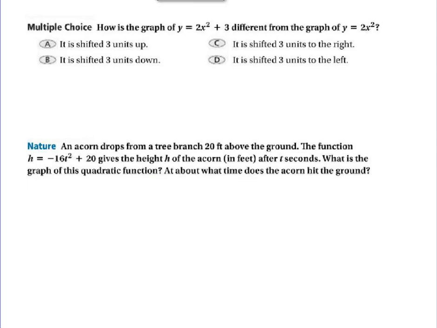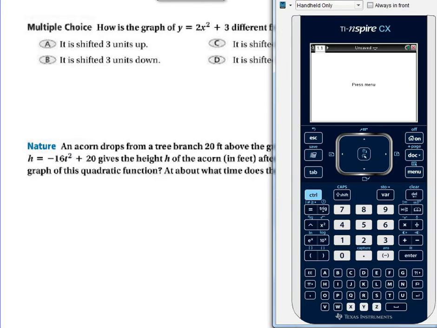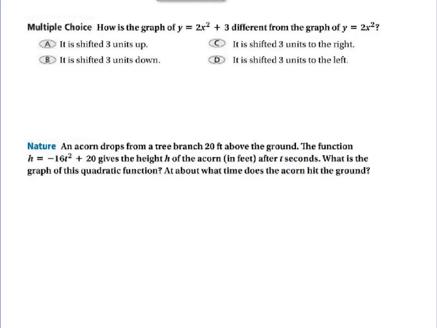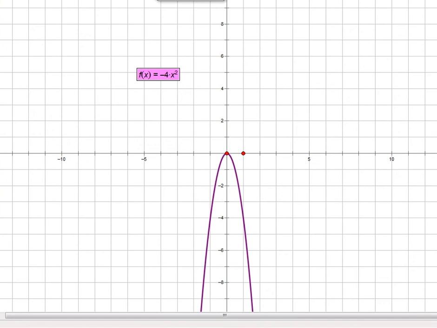How is the graph of y equals 2x squared plus 3 different from the graph of y equals 2x squared? Well, okay, so let's look at the answer choices. It shifted 3 units up, it shifted 3 units down, it shifted 3 units to the right, it shifted 3 units to the left. Have we talked about shifted at all yet? No. So let's bring Sketchpad back up, and that's my calculator. Let's bring Sketchpad back up and take a look at equations that have maybe had something else done to them.